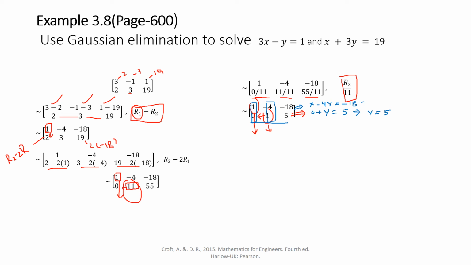Now we plug in this y value, so x equals x minus 4 and the y value, which is 5, equals minus 18. Okay, so these two provide us minus 20. When we change the side for it, it will be plus 20 and the x answer will come 2. So it is a unique solution.